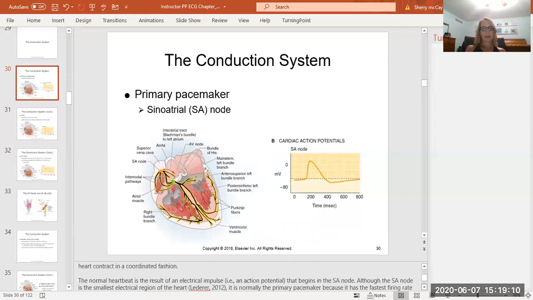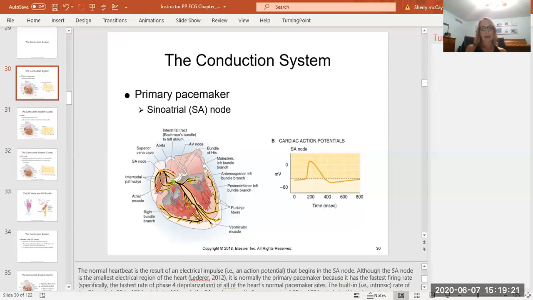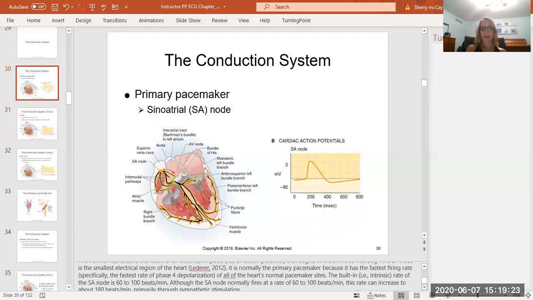Although the SA node is the smallest electrical region of the heart, it is normally the primary pacemaker because it has the fastest firing rate of all of the heart's normal pacemaker sites. The built-in rate of the SA node is 60 to 100 beats per minute. So that is the built-in rate.